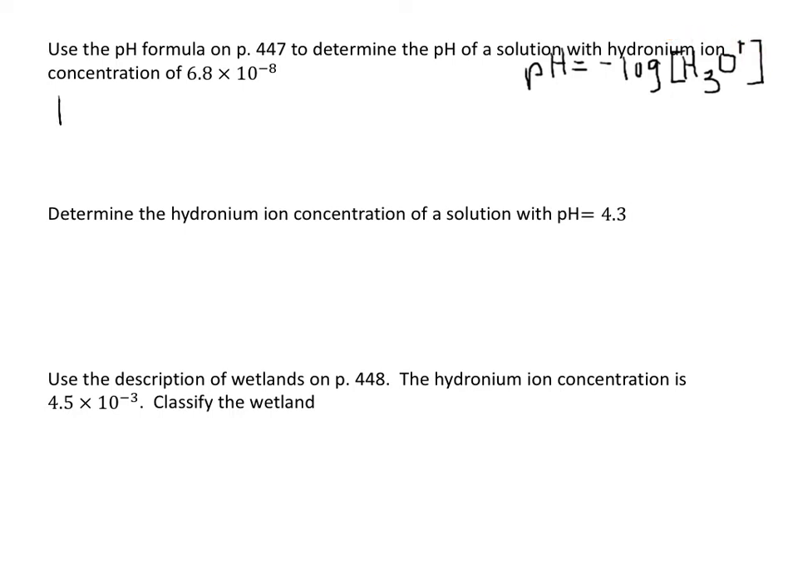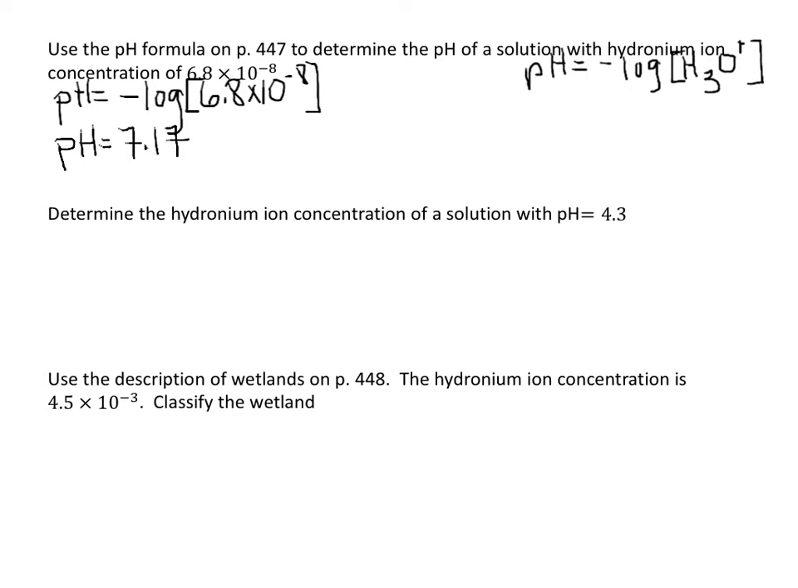So the pH is the negative log of 6.8 times 10 to the negative 8th power, right? That's scientific notation. Just going to plug that right into the calculator. And I get a pH of approximately 7.2, or I guess we can say 7.17. So that means that we're slightly more alkaline than water.